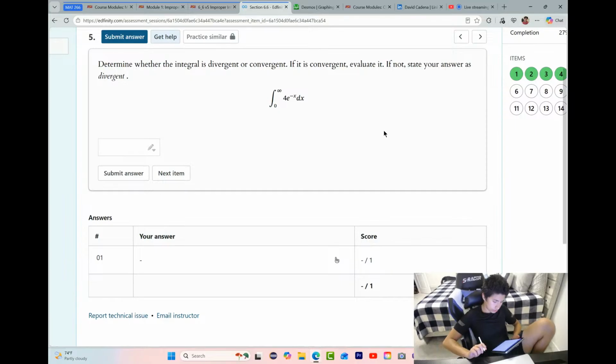Well, hold on. I think that's easy, right? Yeah, the antiderivative of e to the power of negative x is negative e to the power of negative x, right? Yeah, so I'm not missing it, right?